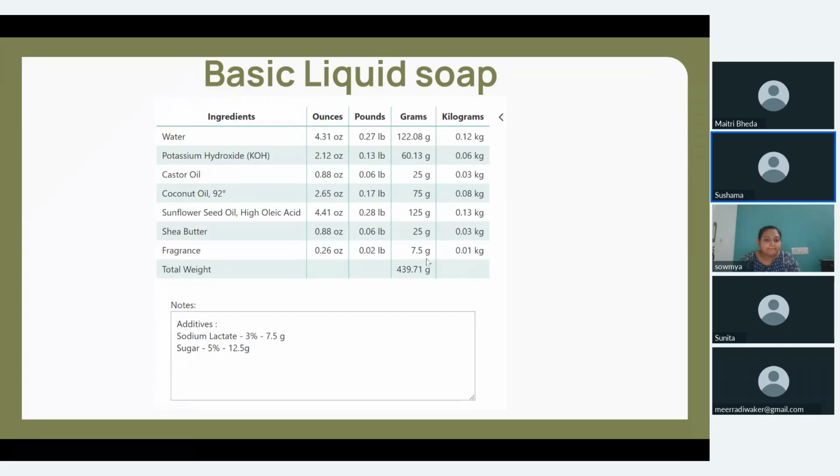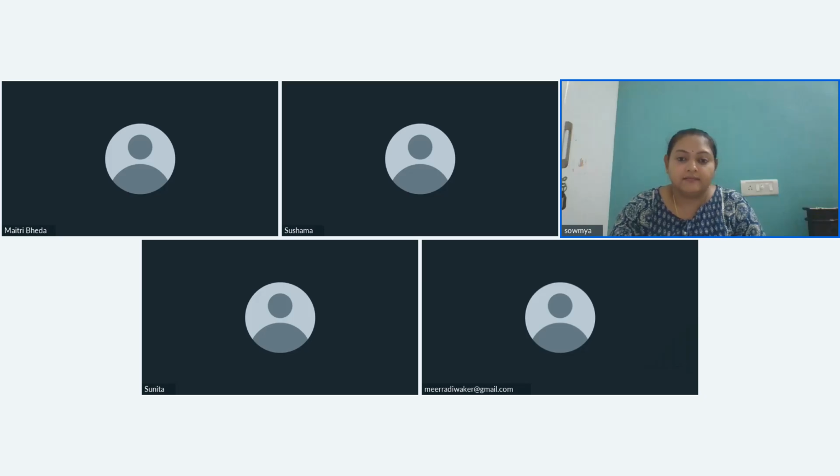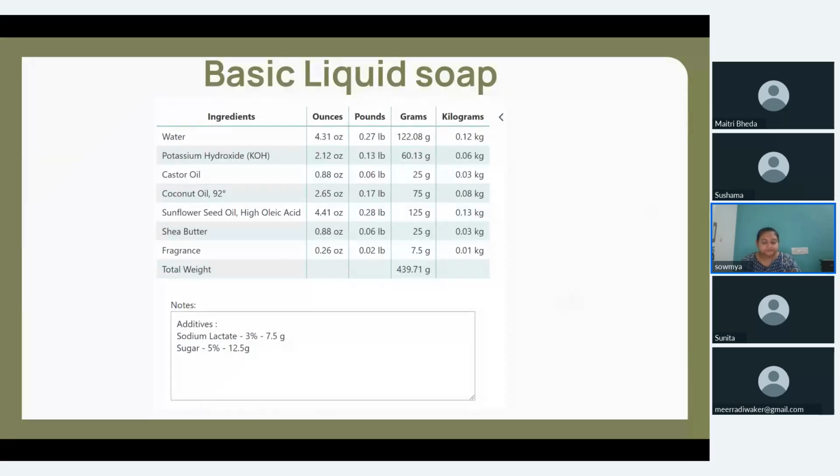I'm not able to see the full screen shared by you. Now you're not able to see my screen? Only the basic liquid soap is visible, also half. Okay, I will stop sharing and share again. Now are you able to see the whole screen? No, only the basic one I can see. Otherwise, you rejoin again, no?